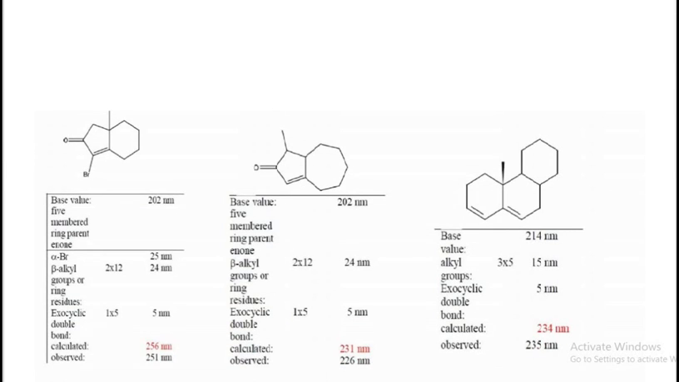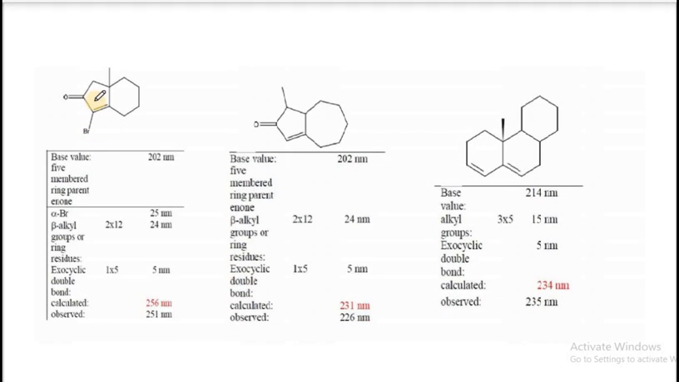Then for the next example, suppose we have taken this example. This is our system, an alpha beta unsaturated carbonyl compound, but now it is a 5-membered ring. For a 5-membered ring the basic value is different, and it is 202 nanometer. And then for this system, this is the alpha carbon, and this is the beta carbon. Now a bromine group is present at the alpha position. For this we have to see what the value is for a bromine group at the alpha position, and it comes out to be 25 nanometer. For a bromine group at the alpha position, the value to be added is 25 nanometer.